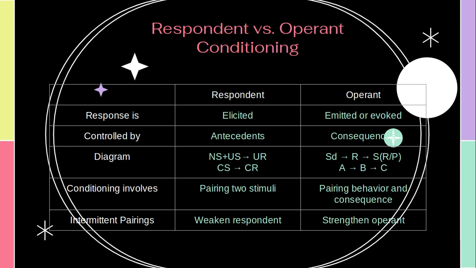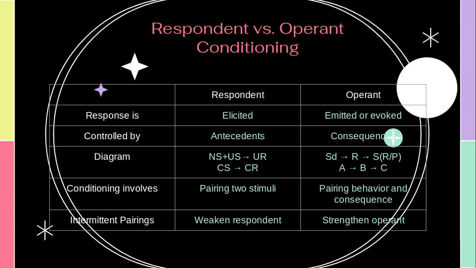So here's a chart that goes through the difference between respondent and operant conditioning. The first thing is that when talking about respondent conditioning, you would say that the response is elicited. On the other hand, in operant conditioning, you would say the response is emitted or evoked. Respondent conditioning is controlled by the antecedents, or what comes before the behavior. In operant conditioning, it's controlled by the consequences, or what comes after the behavior.